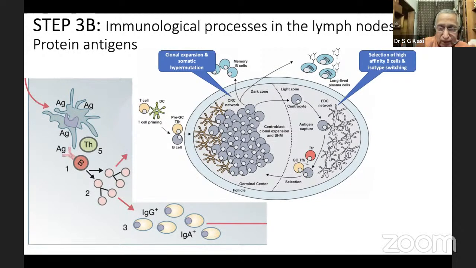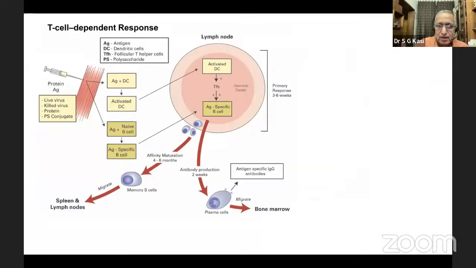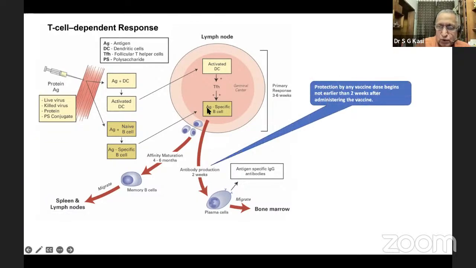So the primary purpose of the germinal center reaction is, one, production of very highly specific antibodies with very high affinity for a particular antigen. And second, converting an IgM response into an IgG response, which is known as isotype switching. Now, what is its significance in our clinical practice? We know that antibody protection takes at least 2 weeks following the onset of the germinal center reaction. So protection by any vaccine dose begins not earlier than 2 weeks after administering the vaccine.